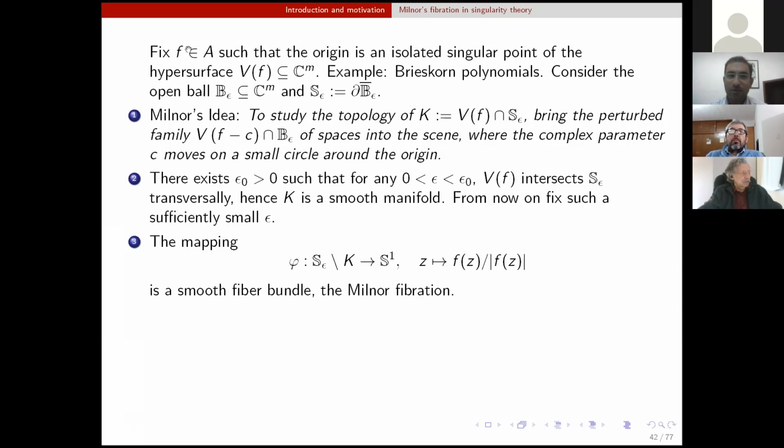So again, as usual, think of f as the Brieskorn polynomial, and consider this map from the sphere of radius epsilon around the origin, subtract K from it, where K is this link, and then map it by the normalization map, the map which sends a point z to f of z divided by the norm of f of z as a complex number. So Milnor proved that this is a fiber bundle. This is a vector bundle. Oh, fiber bundle, sorry. So this is a smooth fiber bundle.